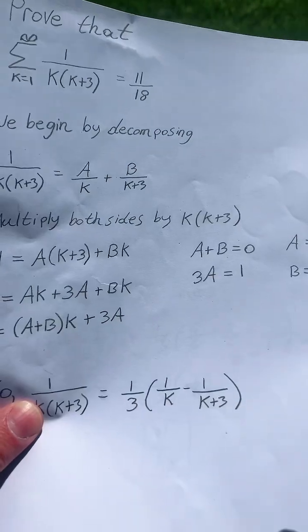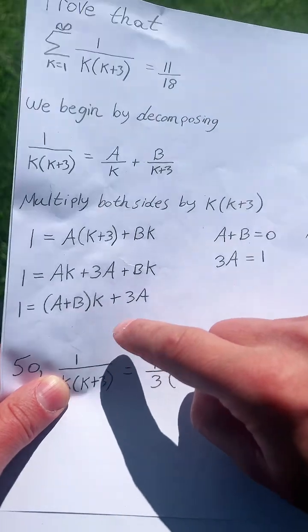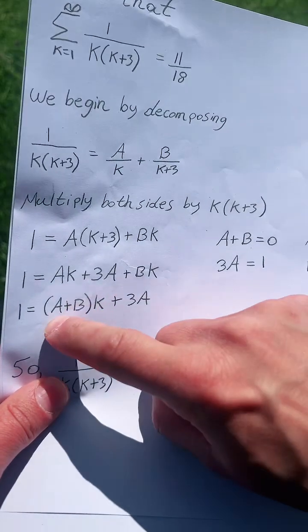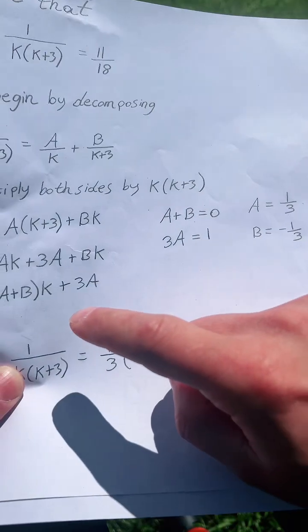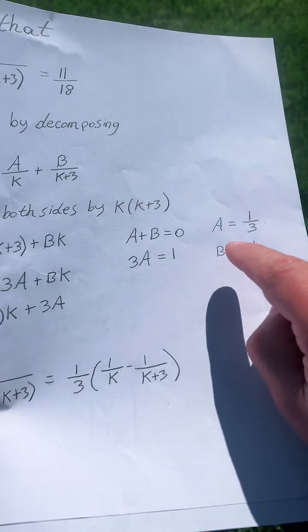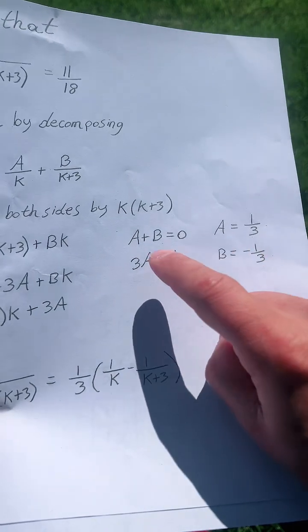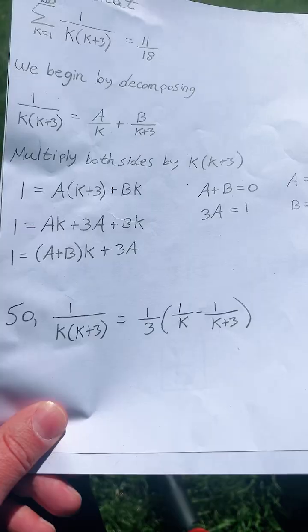So if a plus b is equal to 0, that means that everything else, just 3a, must be equal to 1. If 1 is equal to 3a, we just go ahead and divide by 3 and get that a is equal to 1/3. And if a is 1/3, then since a plus b is 0, b must be negative 1/3.